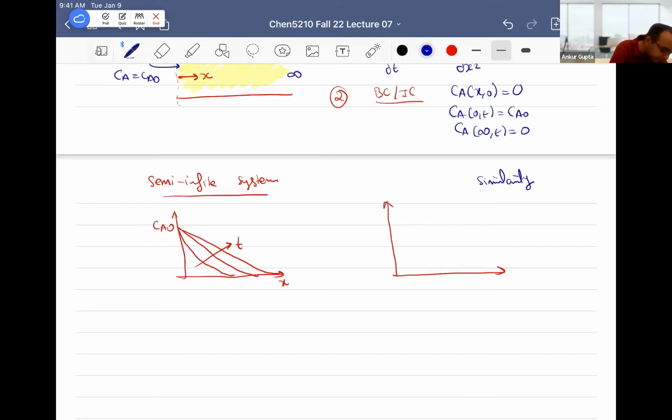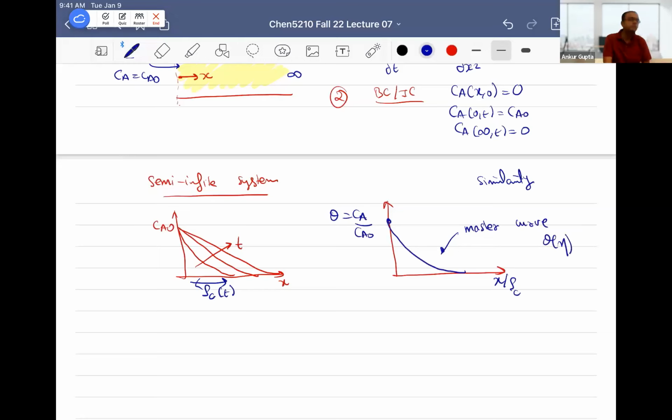So what we will do is define something like a delta C, which is the boundary layer, which can change with time. We'll plot x by delta C, and we'll use theta, which is CA by CA naught, to make sure we have the value always between 0 and 1 on the y-axis, and we'll get some sort of a master curve. That master curve is my similarity solution, theta of eta. So that was what we discussed.